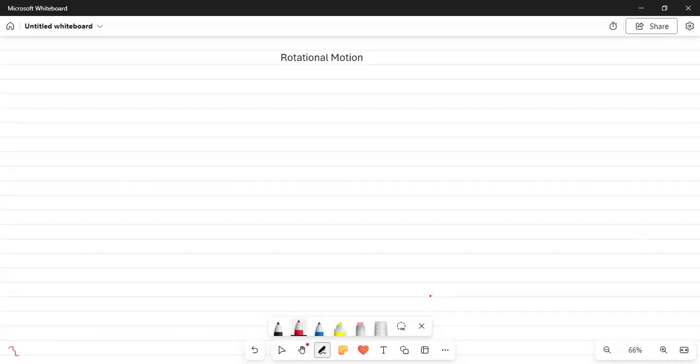Today, we shall discuss something about rotational motion. Let us start by recollecting a few things from our earlier chapters. Let us recollect the linear motion.